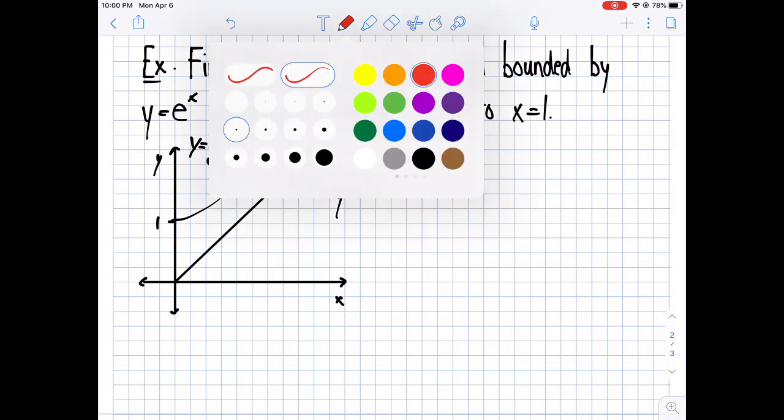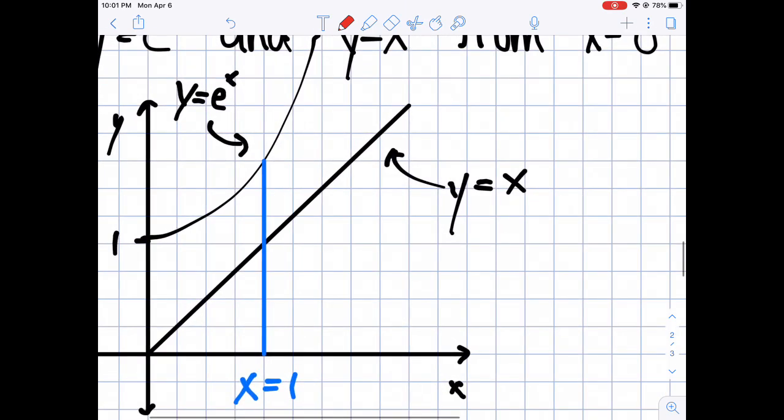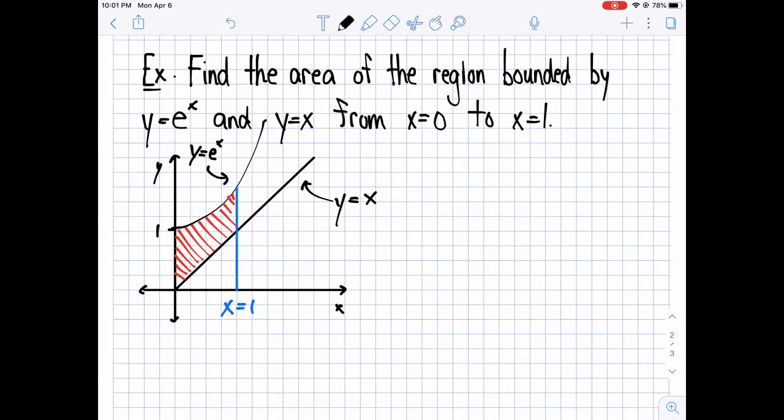So in our scenario, this right here is going to be the vertical line x equal to 1, which means the area bounded is going to be this region right here. And that's what we want to find the area of. So fine. Let's now set up our integral and evaluate it.